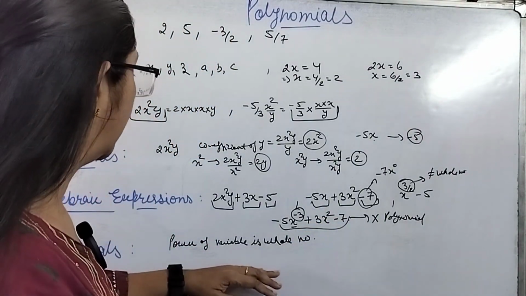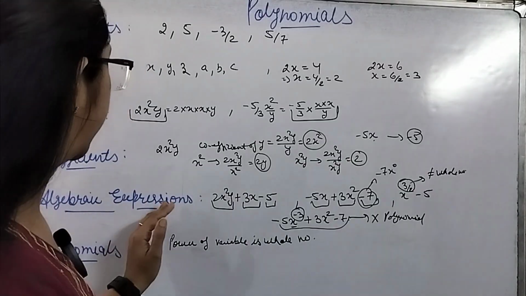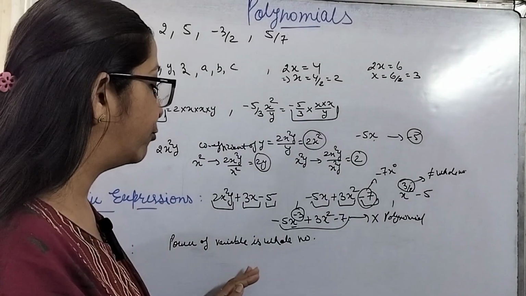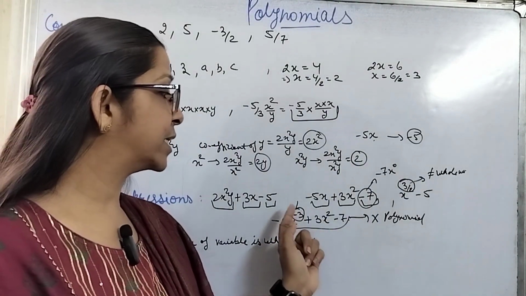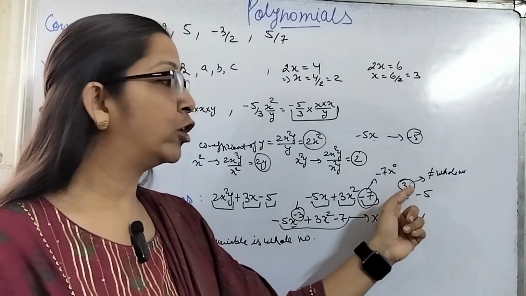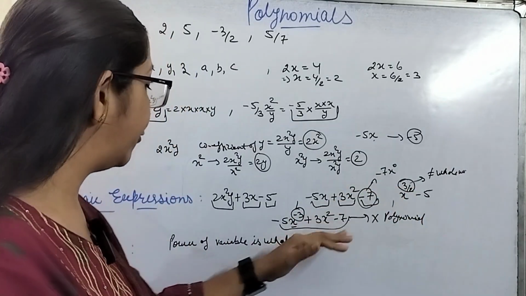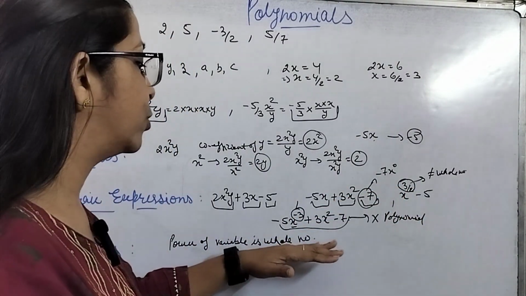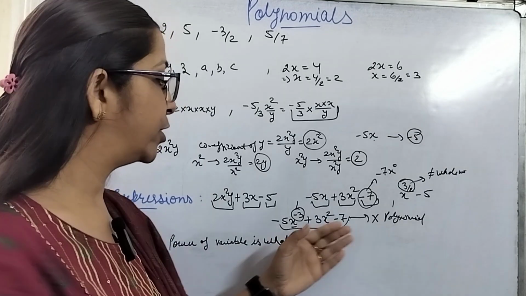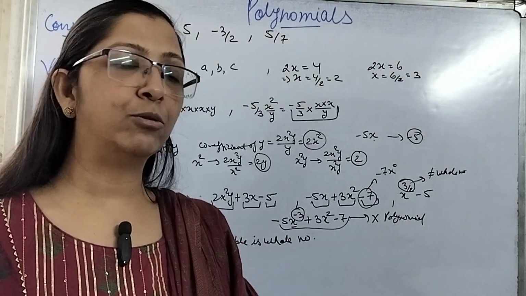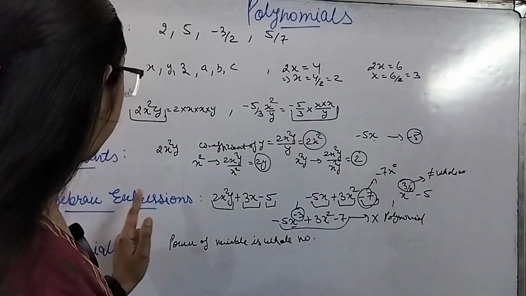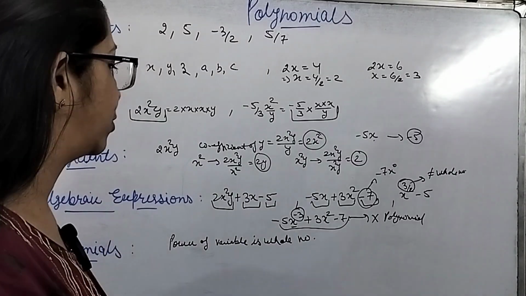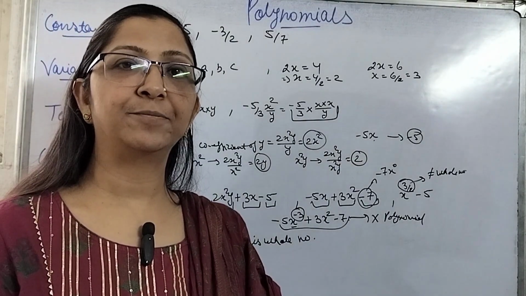So what we can conclude is polynomials are the special cases of algebraic expressions in which the power of the variables cannot be negative. It cannot be in fractions. So if the powers of the variables are only whole numbers, it could be 0, it could be 1, it could be 2, it could be any whole number, then such algebraic expressions are known as polynomials.